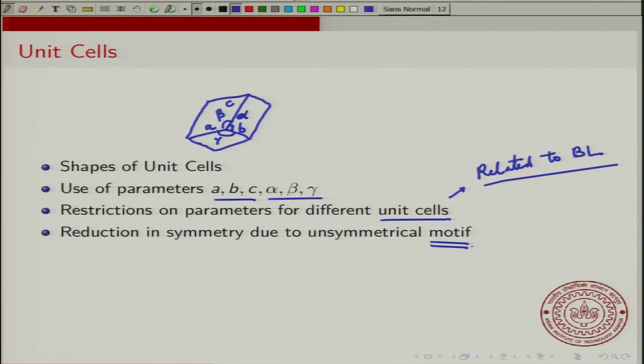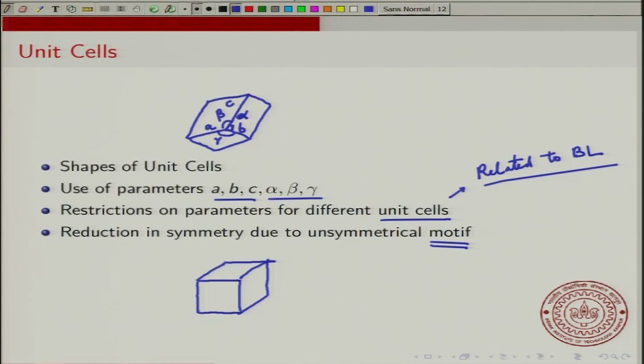And if you have an unsymmetrical motif, then there can be a reduction in symmetry. So, the symmetry can be reduced because of the presence of an unsymmetrical motif. For example, suppose you have a unit cell that is cubic, that is shaped like a cube. In other words, A equal to B equal to C, alpha equal to beta equal to gamma.